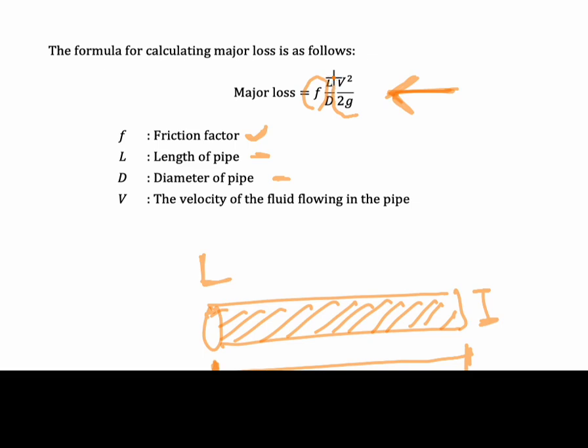Then we have V squared over 2g, which shows the kinetic energy. The velocity here is the velocity of the fluid flowing in the pipe. So the velocity is the velocity inside the pipe, the velocity of the liquid moving inside that pipe.